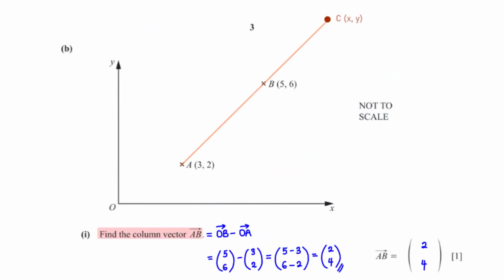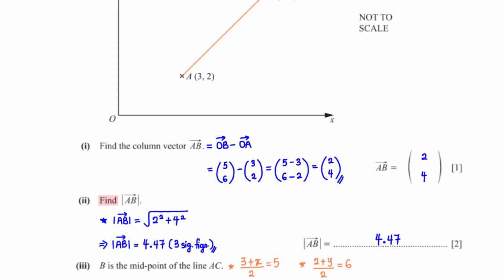Find the column vector AB. AB equals OB minus OA. OB is 5, 6. OA is 3, 2. To get the resulting vector, we subtract the corresponding elements. So 5 minus 3 is 2 and 6 minus 2 is 4. So we have 2, 4.